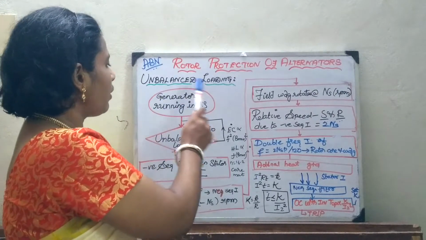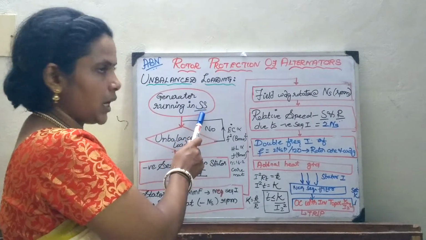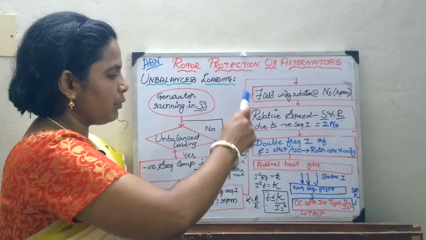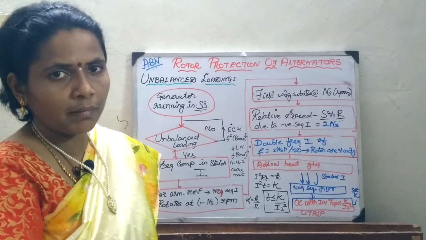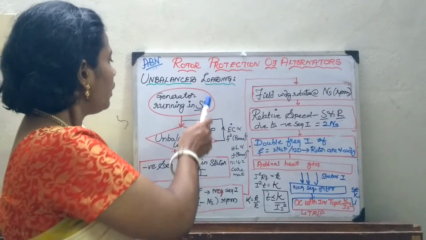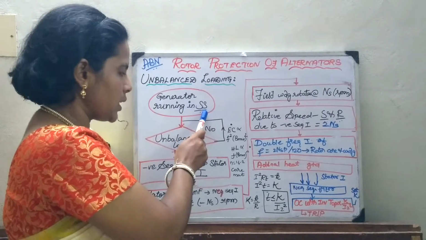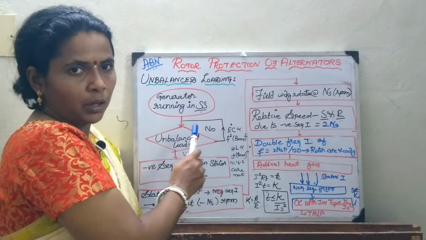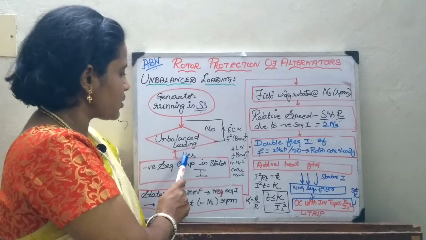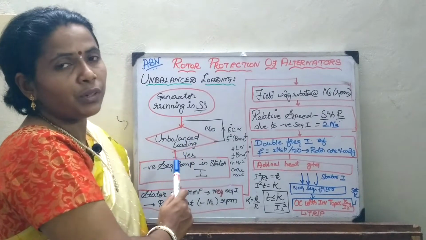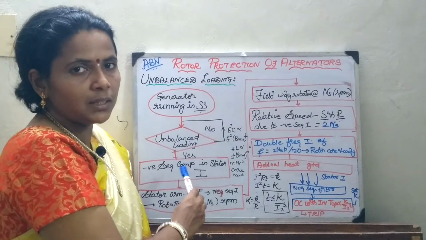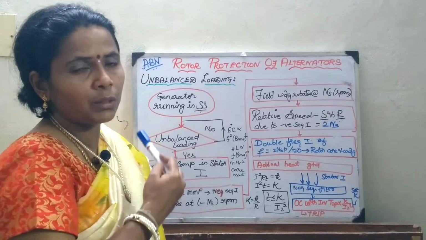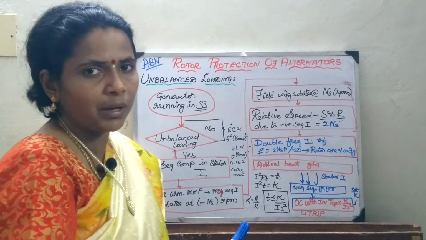Whenever the generator is running in steady state, I have written a flow chart to easily understand the concept. When the generator is running in steady state, first you check whether the generator is in an unbalanced condition or not. If it is in the unbalanced condition, then we will see what the problems are that occur and how we are going to rectify them.